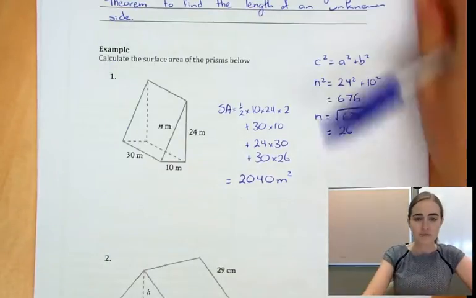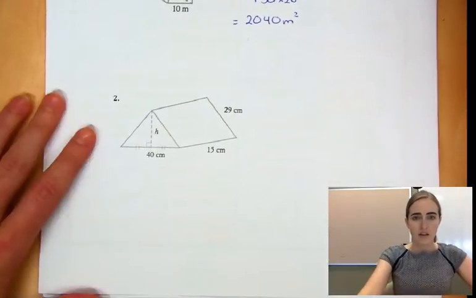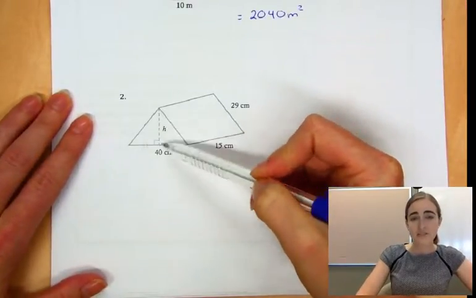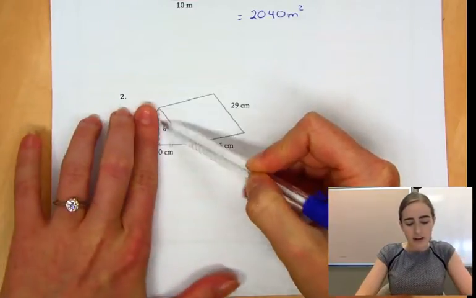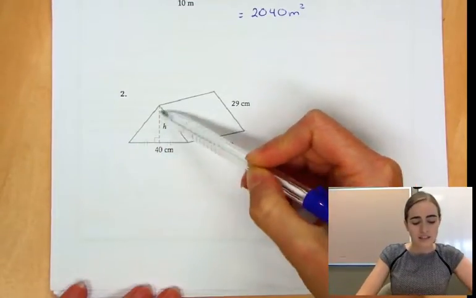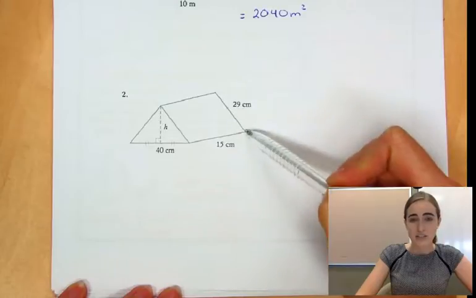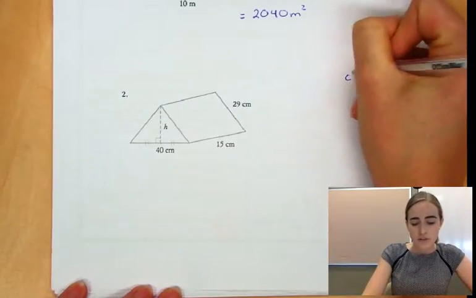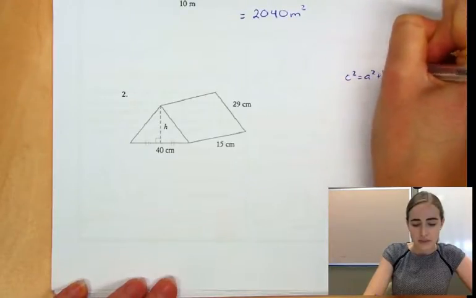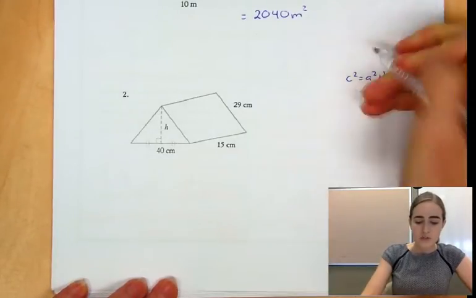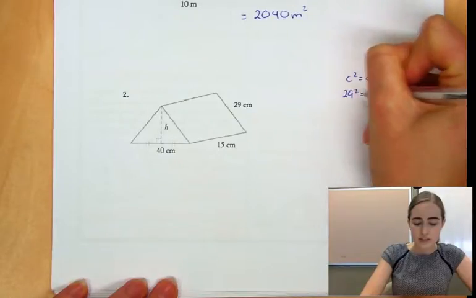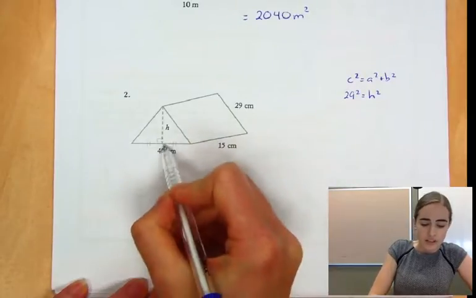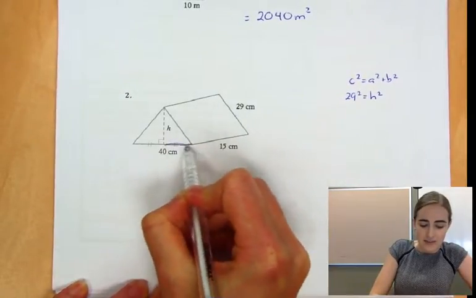Right, we've got one more example. Okay, so this one's a little bit different. This one's given us the height that we need to find. And if we look at this right-angled triangle here, then this is our hypotenuse, which is that 29. So this time we're trying to find the short side. So if we know c squared is equal to a squared plus b squared, that c is our 29. So 29 squared is equal to our h. And then we're looking at this side here, so the length of that bit.